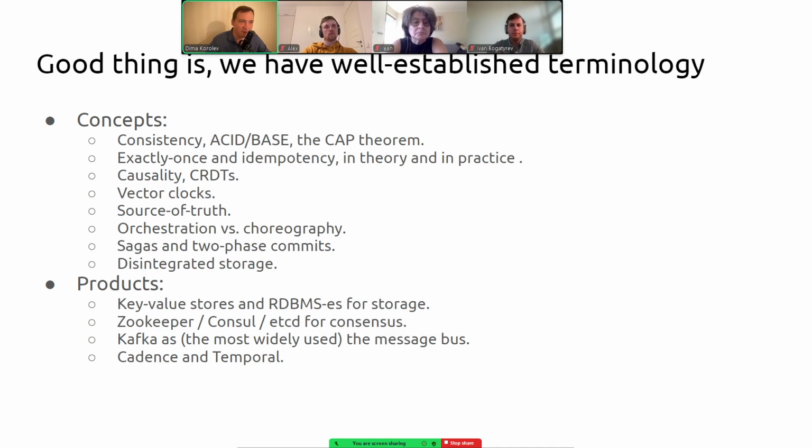The product part is, again, we are at a certain point, which we can argue if it's good or bad, but we are at a point where certain building blocks in practice, not in theory, can be just leveraged, and people speak in these terms. So we have key value stores, we have databases. For consensus, we have existing technologies such as Zookeeper, Consul, etcd. For the message bus, it's not a broker. Kafka is widely used, and we have Cadence and Temporal as a standalone product, which I believe is the right direction to evolve the industry towards.